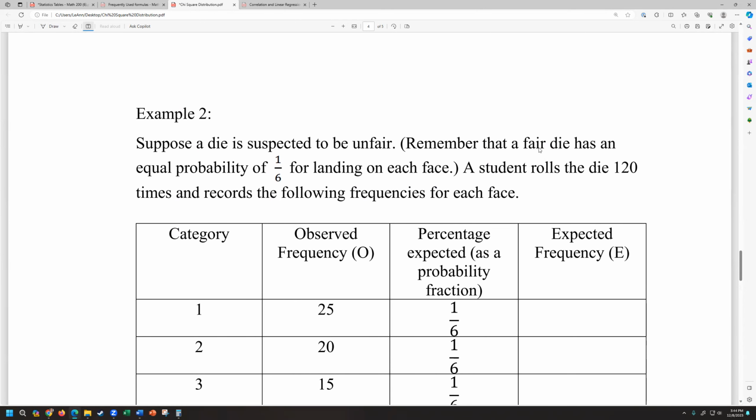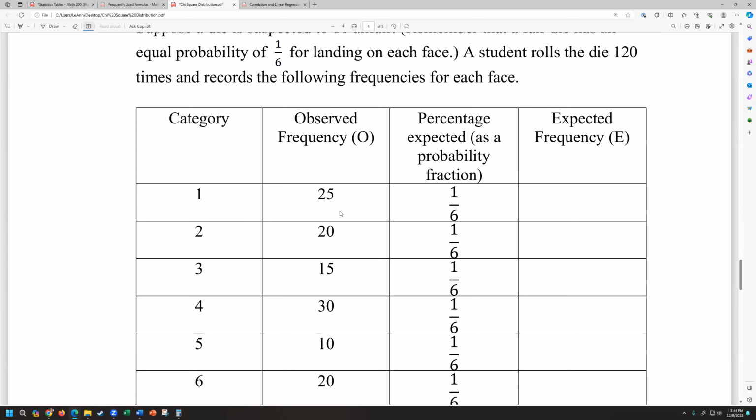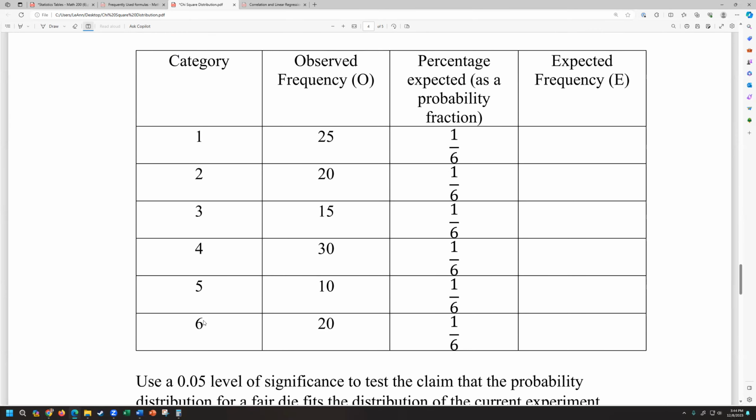Remember that what we learned in probability said that a fair die has an equal probability of about 1 out of 6 for landing on each face. So landing on the 1, the 2, the 3, the 4, the 5, or the 6, they all have an equal probability of 1 out of 6 sides. So a student's going to actually do an experiment and roll a die 120 times and record their frequencies. So this is our observed frequencies. So these are how many times did they see each side of the die. So notice it didn't come out perfect because it's an experiment. So we have 25, 20, 15, 30, 10, and 20.